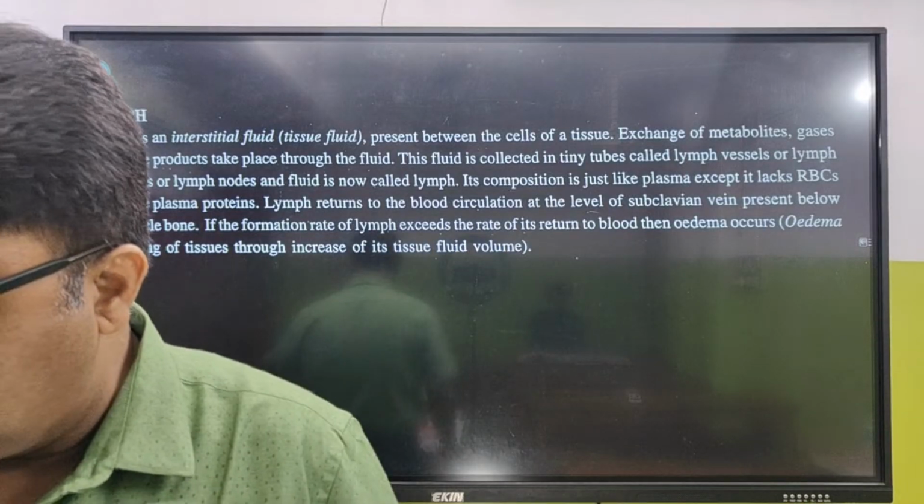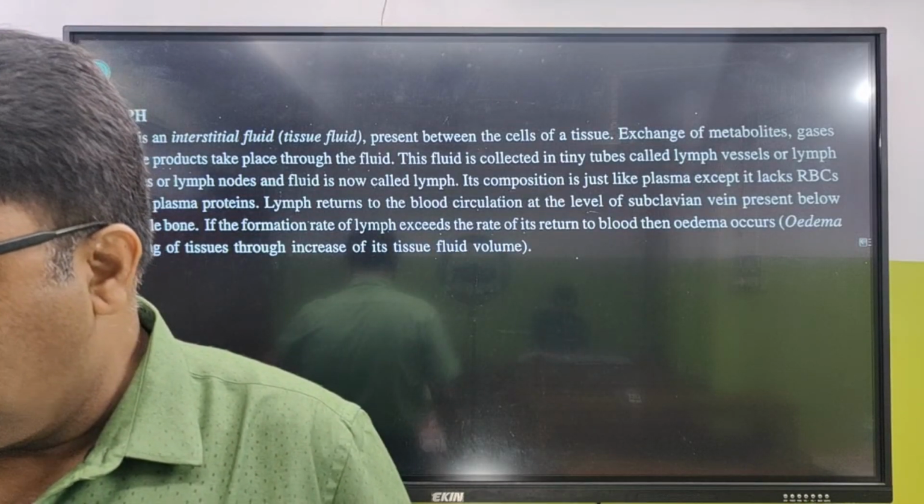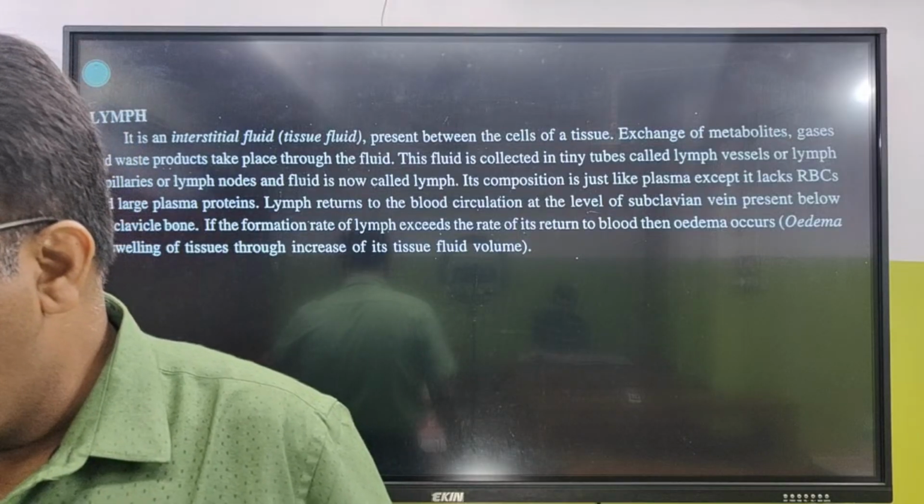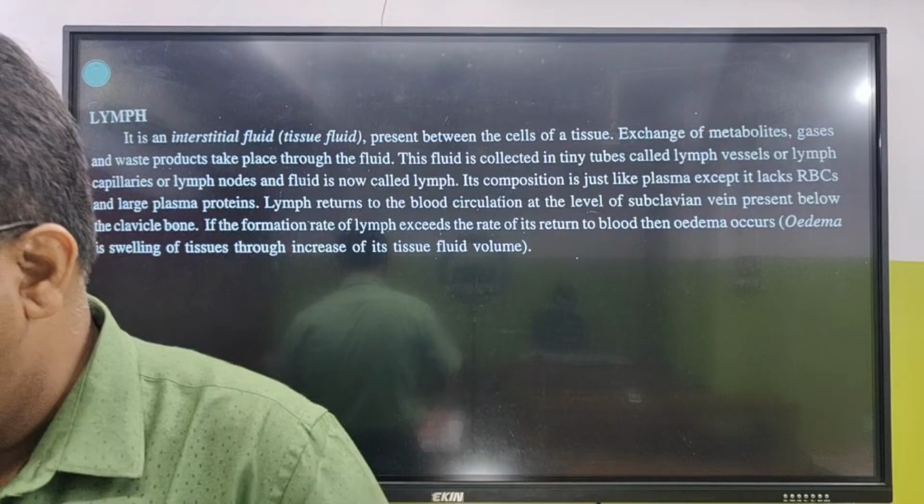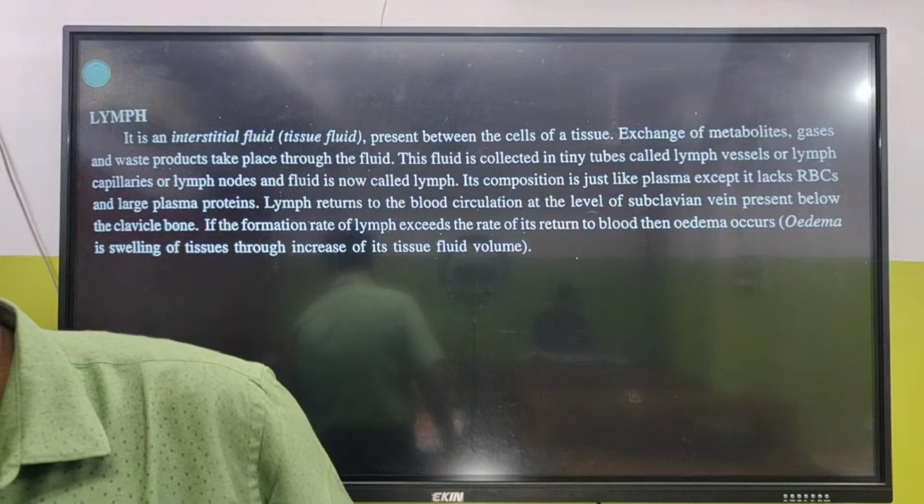Lymph means lymphocytes. Fine. তাহলে ব্লাড কে ছাঁকনি করলে কি পাওয়া যাবে? ব্লাড কে ছাঁকলে কি পাওয়া যাবে? লিম্ফ পাওয়া যাবে. Fine. That is the point.